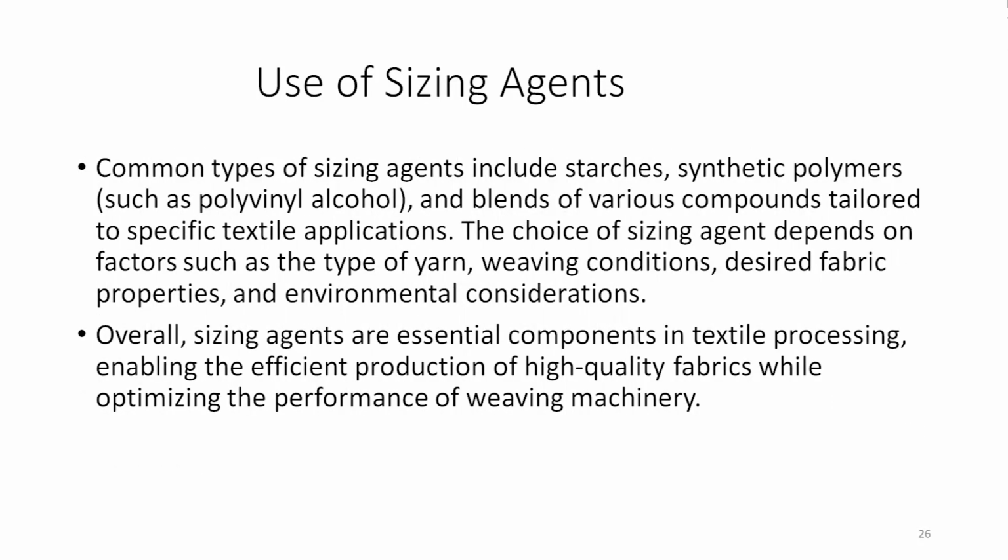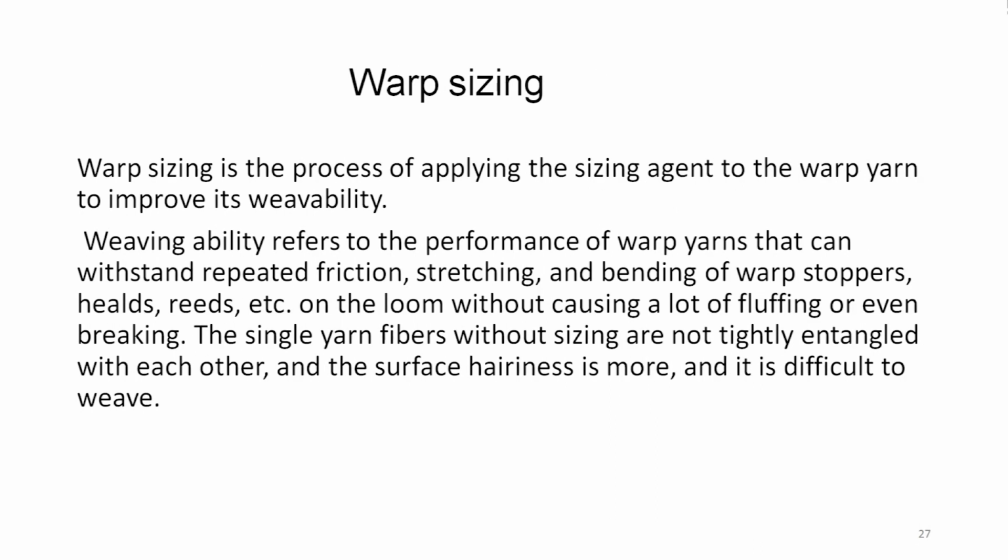Common types of sizing agents include starches, synthetic polymers such as polyvinyl alcohol, and blends of various compounds tailored to specific textile applications. The choice of sizing agent depends on factors such as type of yarn, weaving condition, desired fabric properties and environmental conditions. Overall, sizing agents are essential components in textile processing, enabling the efficient production of high quality fabrics while optimizing the performance of the weaving machinery.